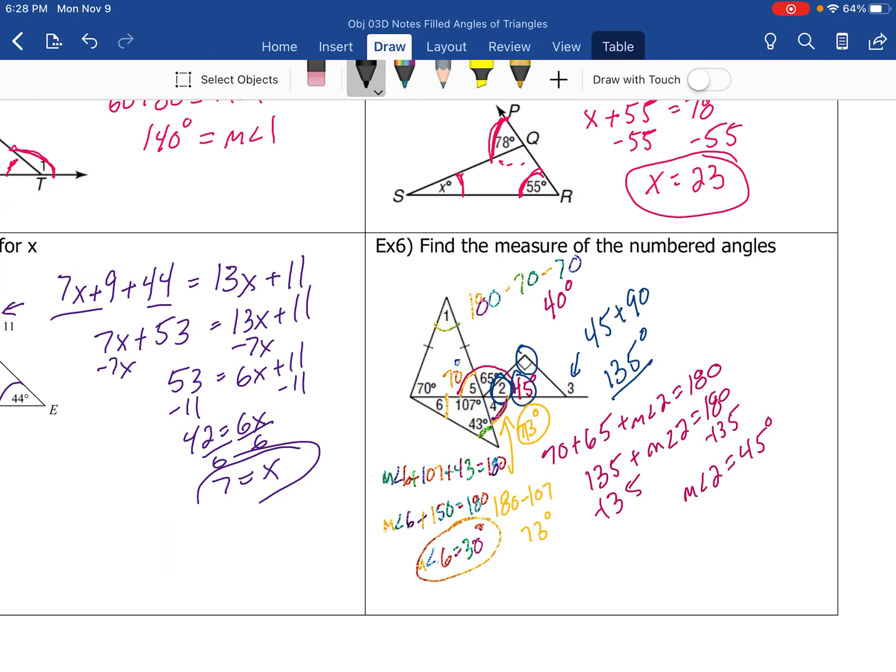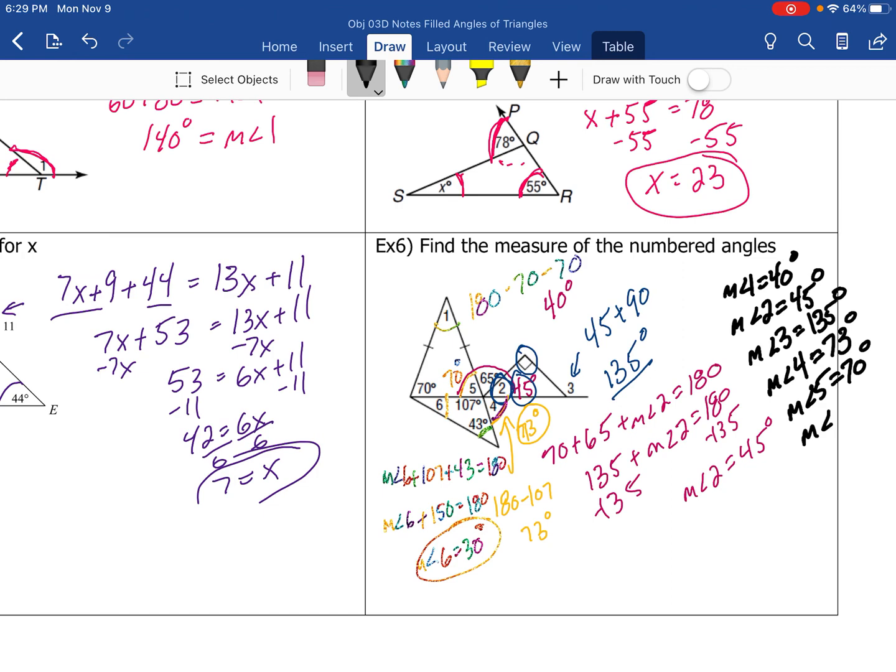So I'm just going to write all of this out. So measure of angle 1 was 40 degrees. The measure of angle 2 was 45. The measure of angle 3 was the 45 plus 90, which is 135 degrees. Measure of angle 4 is 73 degrees. The measure of angle 5 is equal to 70 degrees. And the measure of angle 6, last but not least, was 30 degrees. And there you go.